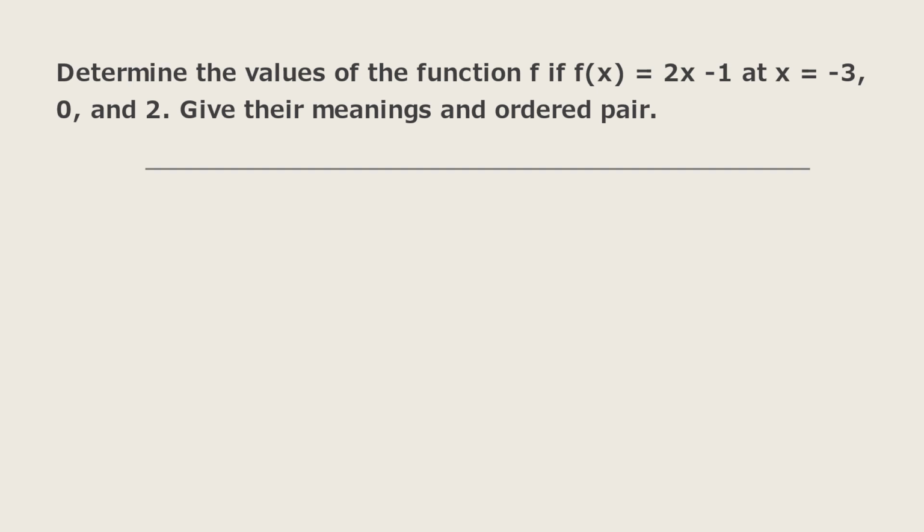Okay, so we have determined the value of the function of f if f of x is equals to 2x minus 1 at x is equals to negative 3, 0, and 2. Give their meanings an ordered pair. So first we're gonna solve f of x, which is a negative 3.